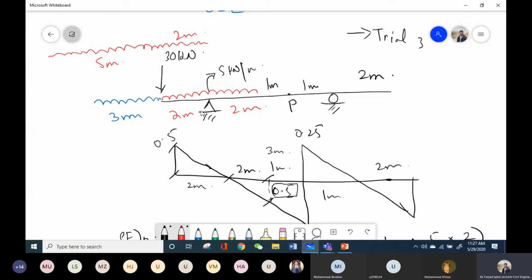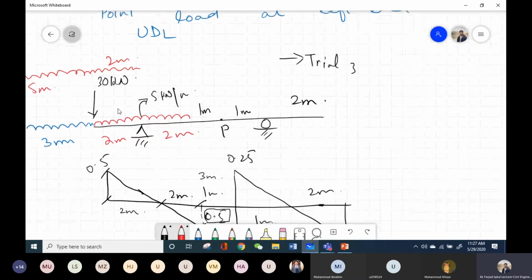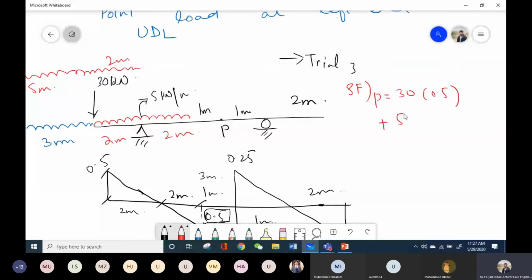So for this trial 3, what will be my value of shear force? This 30 kilonewton is at same location. So let's write quickly the equation for shear force at point P. This 30 kilonewton will again be multiplied with this 0.5, and this UDL will be multiplied by the area of triangle, that is half into 0.5 times 2. So what is the value of shear force now?